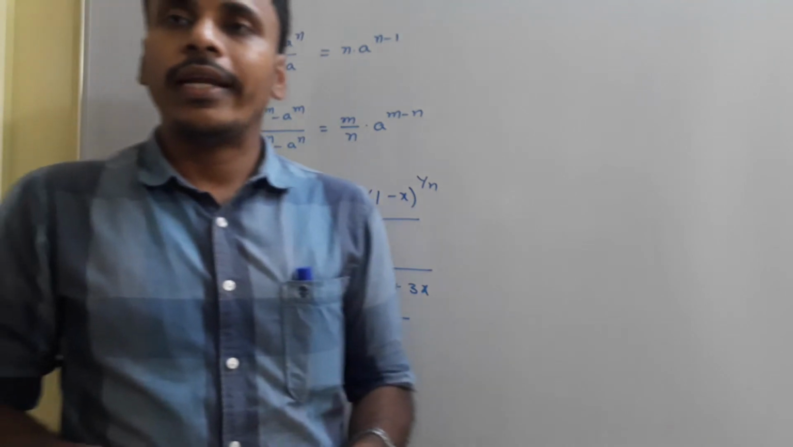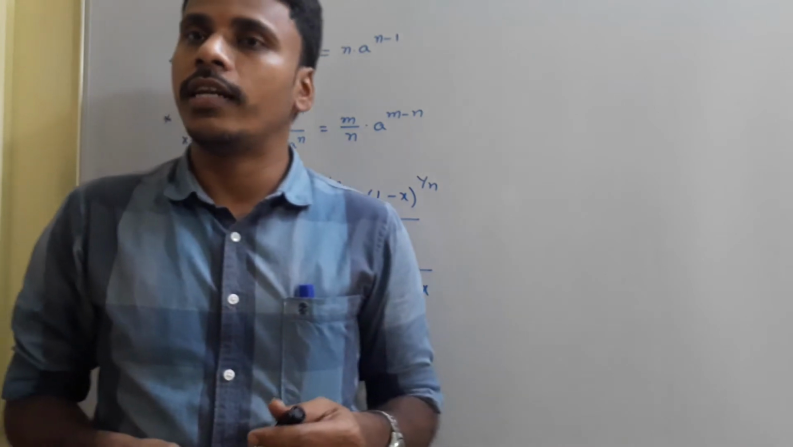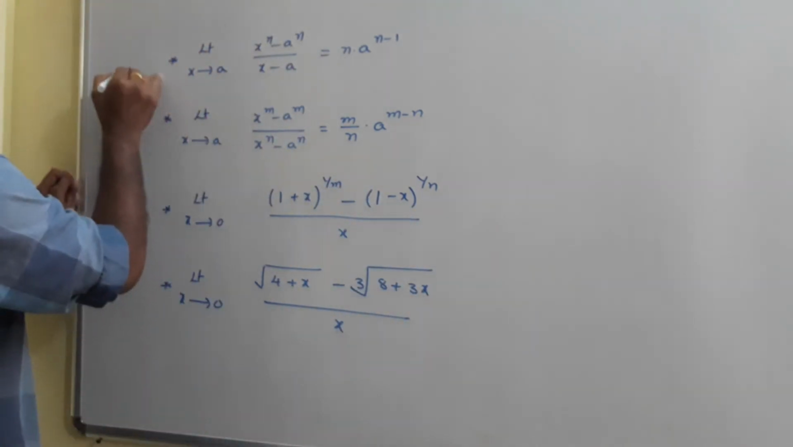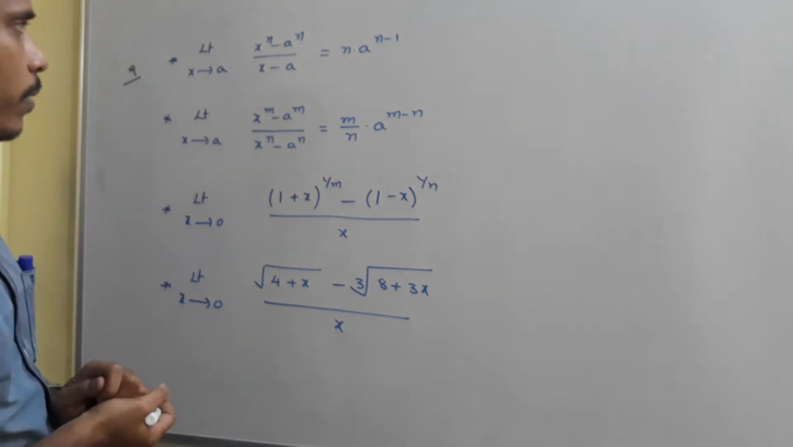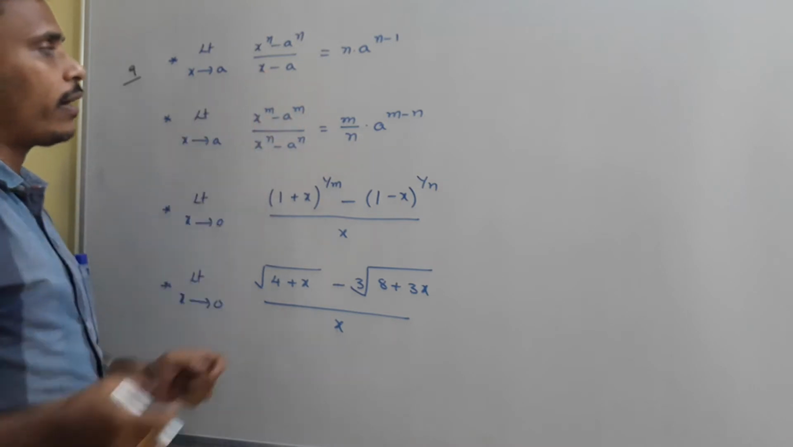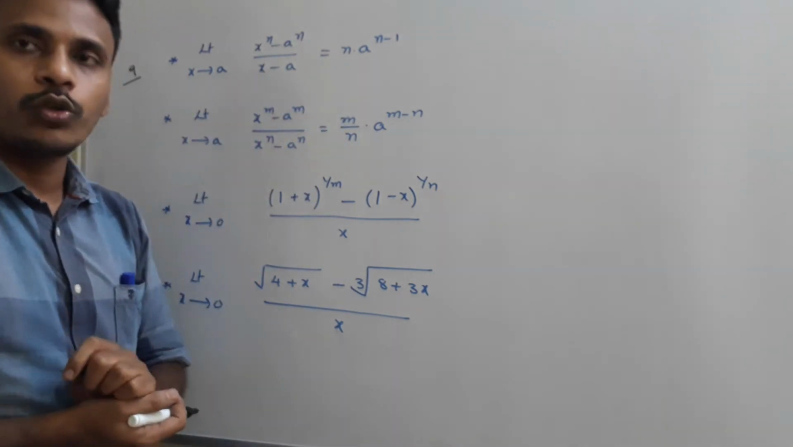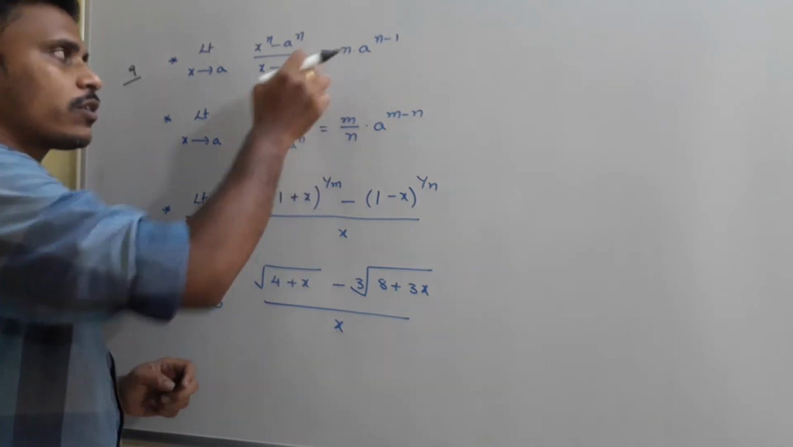To avoid indeterminate forms, we are going to generate some standard limits and standard formulas. So in ninth one, we discussed the limit as x tends to a of (x to the power n minus a to the power n) by (x minus a). Observe the pattern, and if the problem is in such a pattern, your answer is n into a to the power n minus 1.